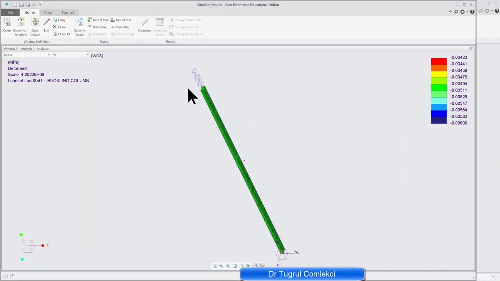If we think about this problem with a static analysis, we can continue increasing this load almost indefinitely and the beam will still be able to carry it. But in most steel structures, you'll find that the beam or the column will buckle at some point, and we are interested in finding out what the load carrying capacity of this beam in compression is. So the next part is to look at buckling analysis.